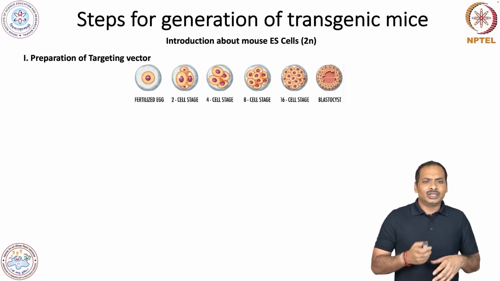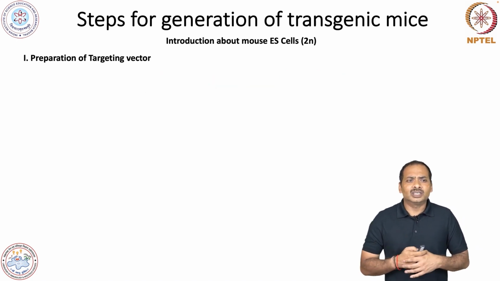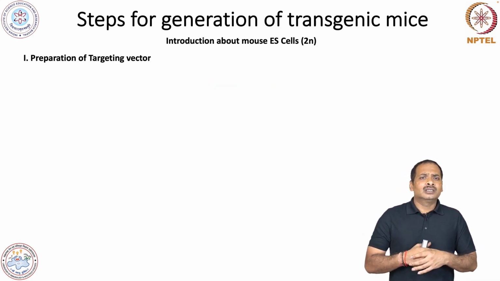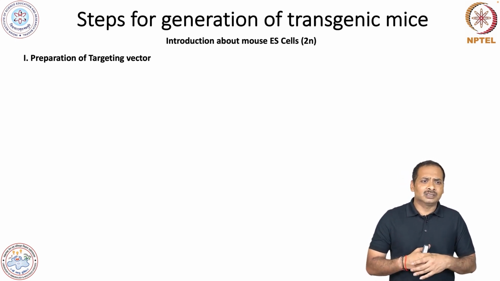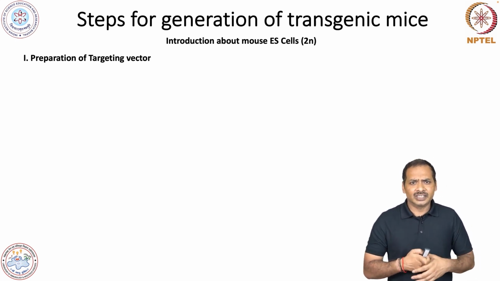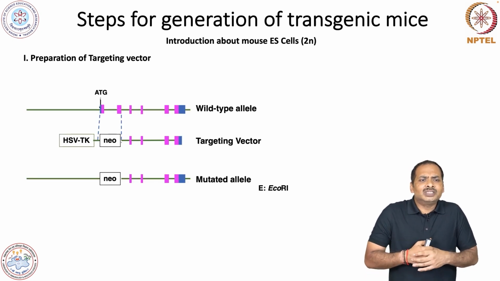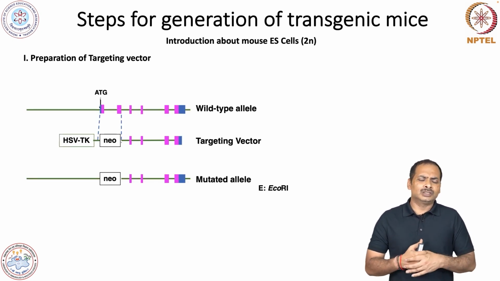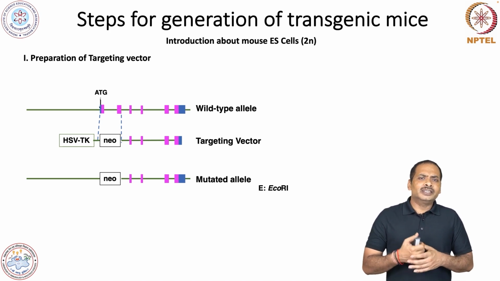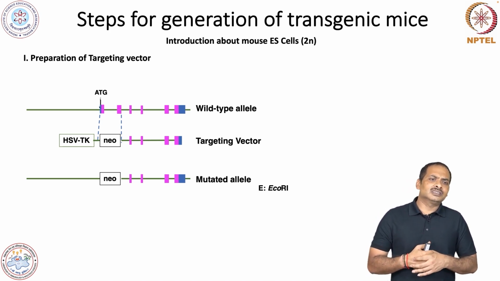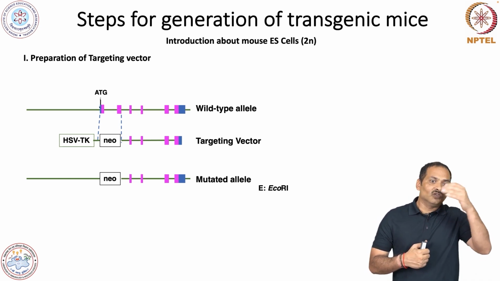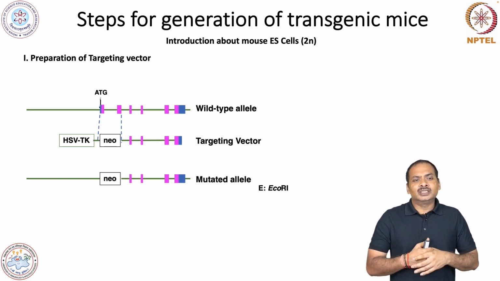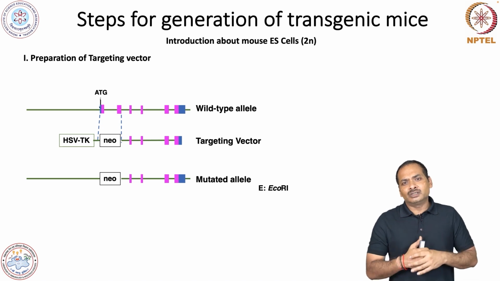Okay, so I will show you how to prepare the targeting vector. For example, you have some gene, and how will you go about making this targeting vector? Here I am just showing a gene. It is not important what this gene is, and you can see in this slide, in the upper panel, there is a wild type allele.